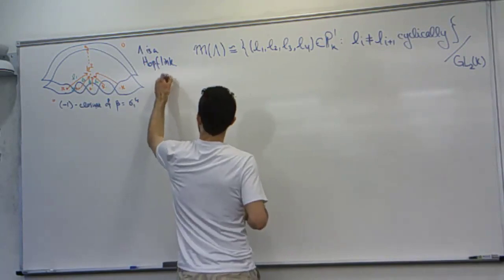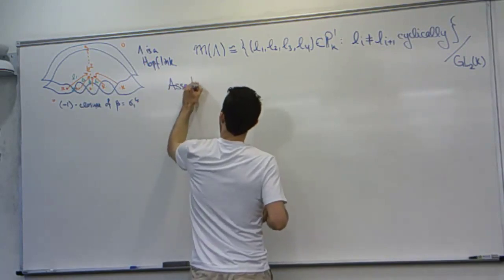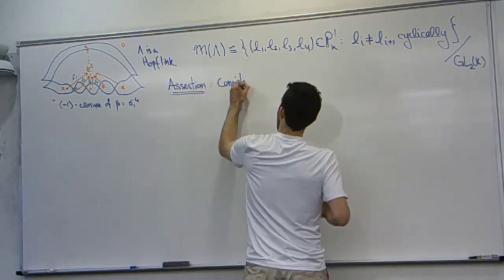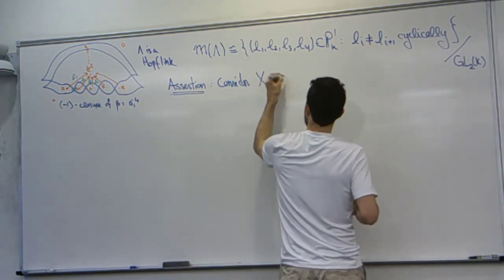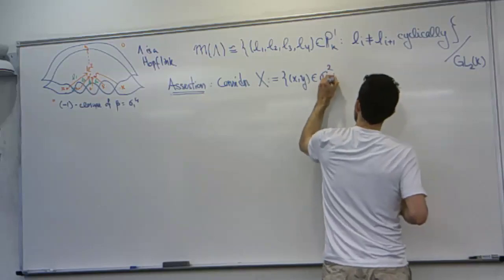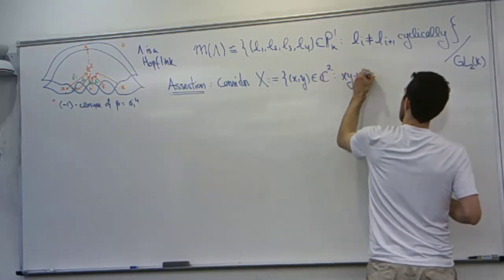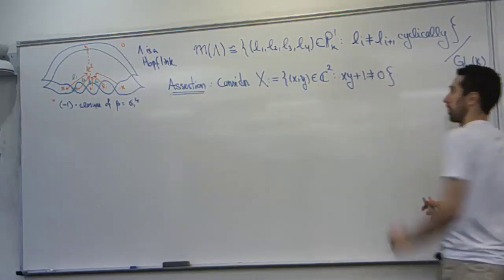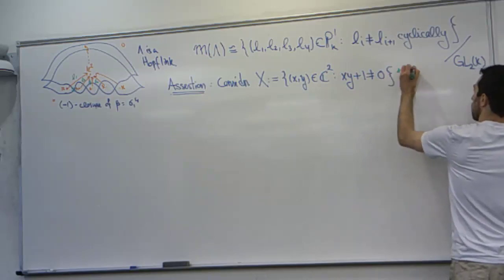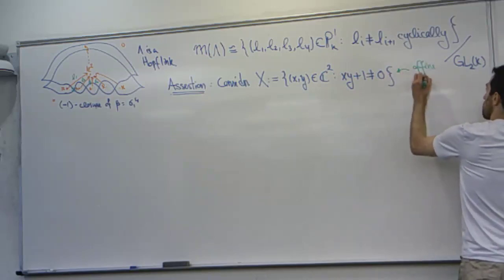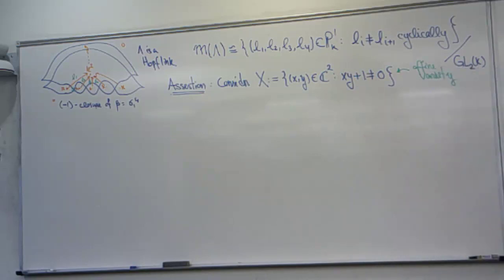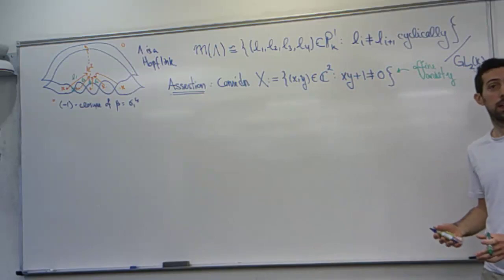So I want to make an assertion. Consider X to be the subset of C2. So these are points x and y in C2 such that x times y plus 1 is different from 0. Okay? Are we comfortable with this space? This is a relatively nice space. This is an affine variety. I mean, the way it's presented is quasi-affine, but it comes from localizing something, so it's clearly an affine variety, and it lives inside of C2. Are we okay with that?